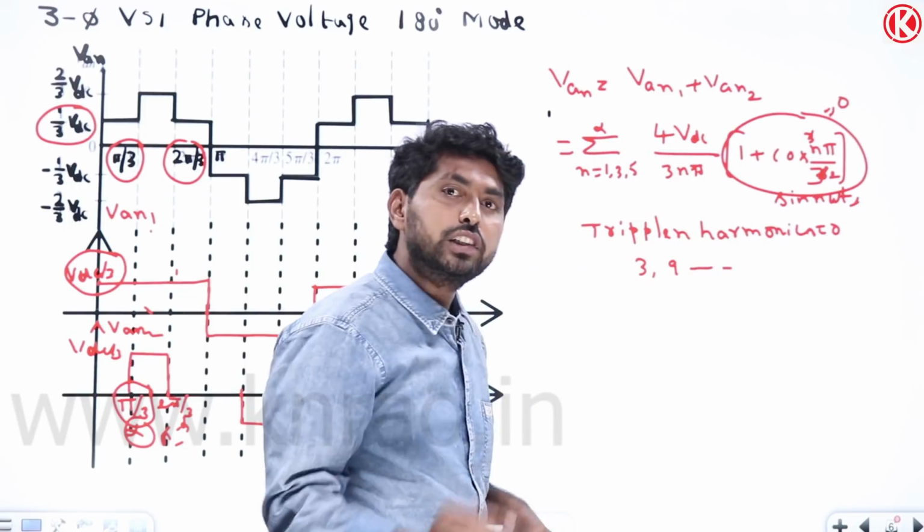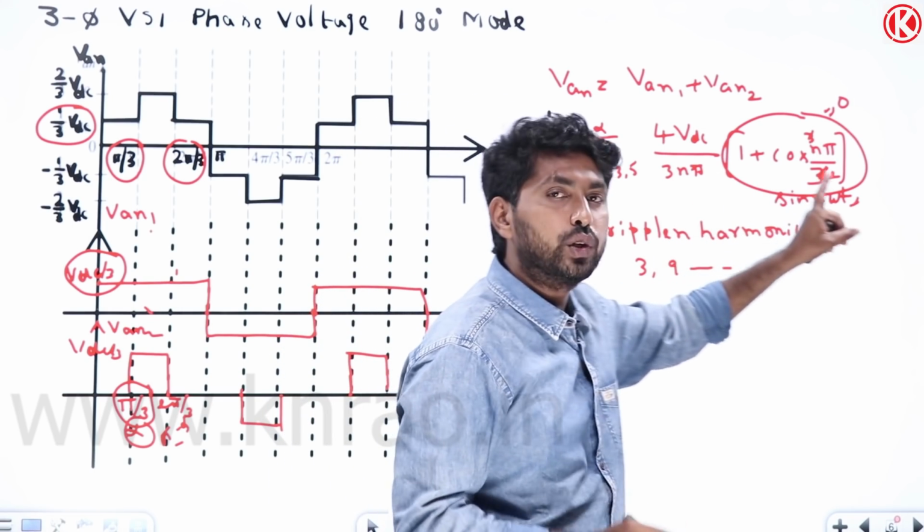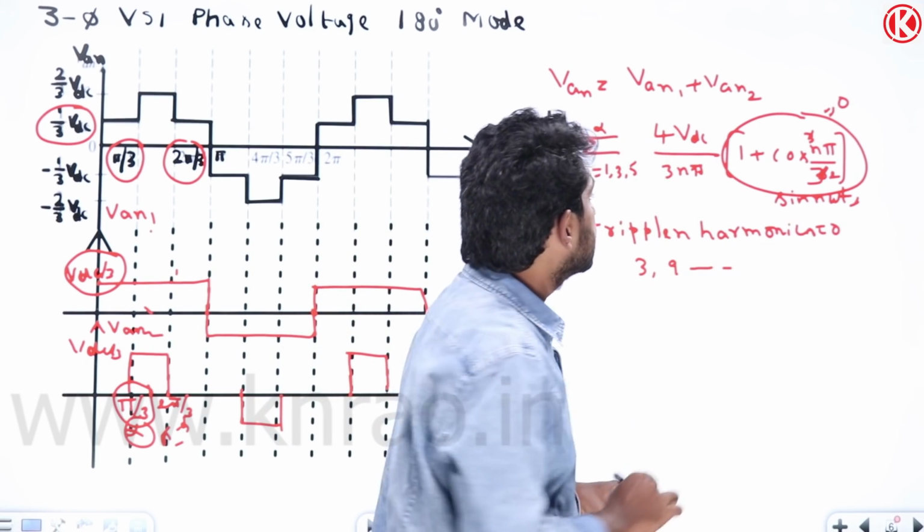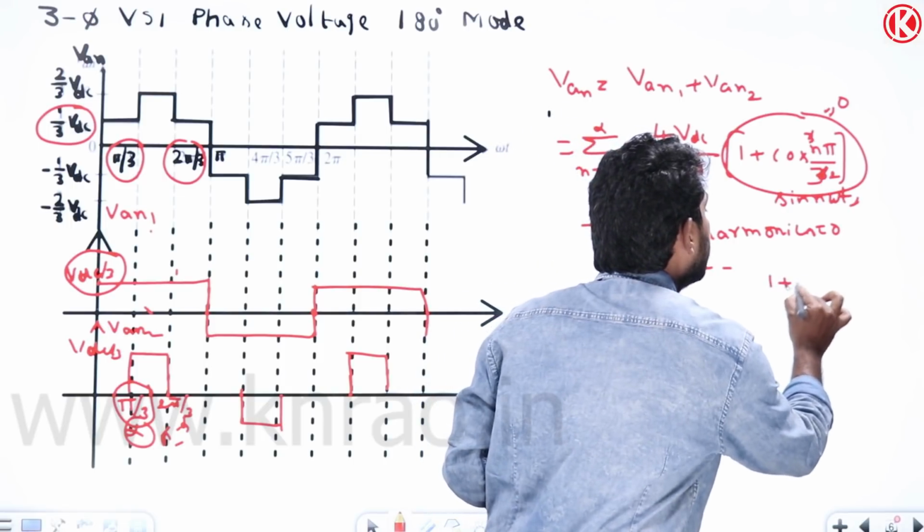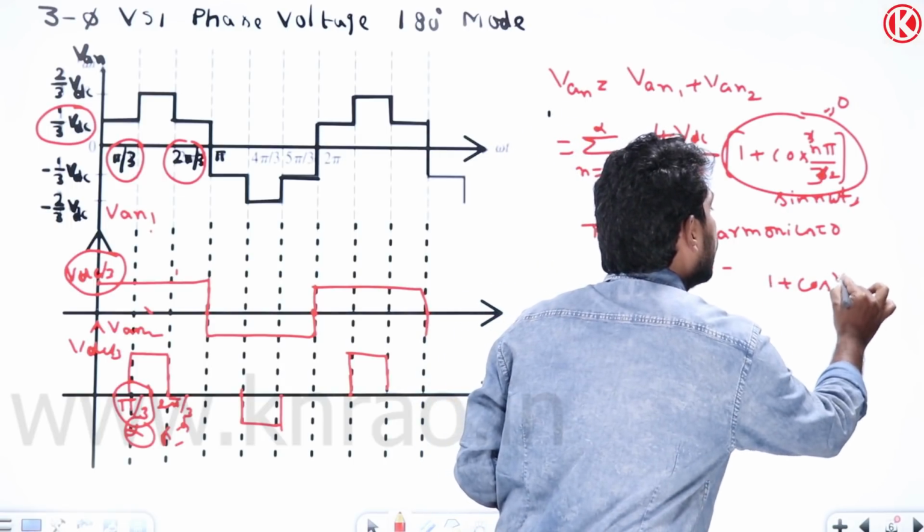But for the remaining harmonics, how will it be? For example, if I substitute n equal to 1, what happens? If I substitute n equal to 1, we get 1 plus cos n pi by 3.